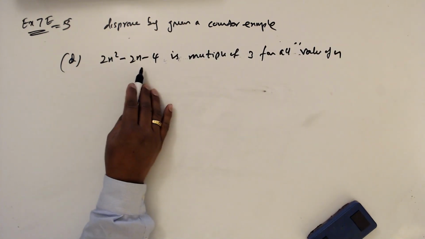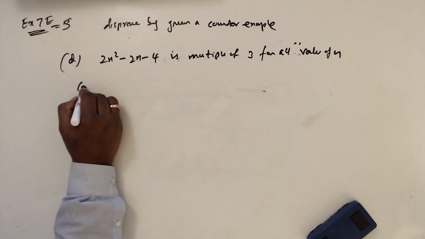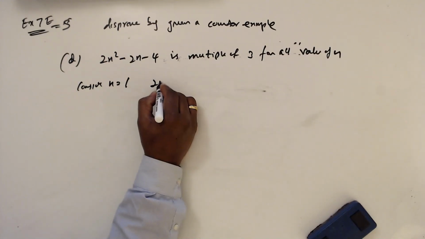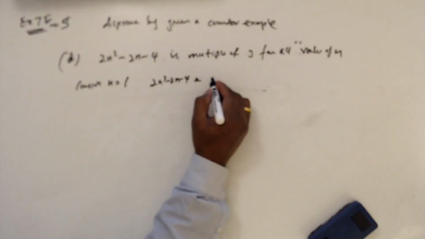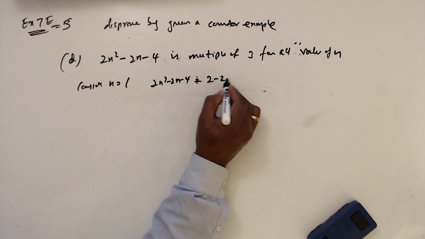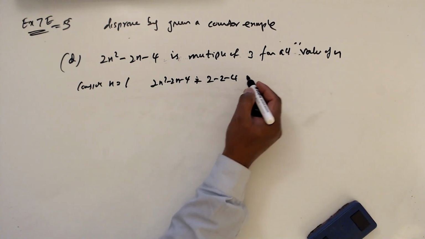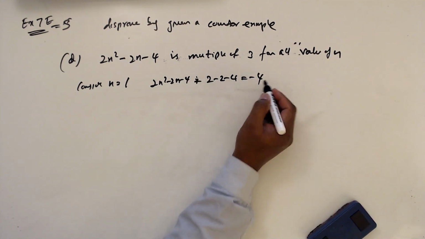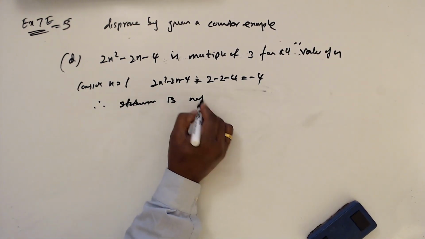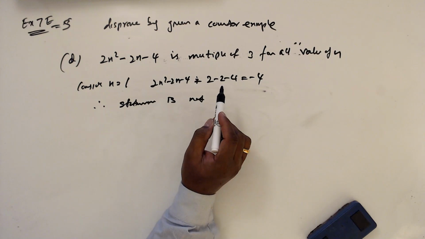D. 2n square minus 2n minus 4 is a multiple of 3 for all values of n. Consider n equal 1. Then 2n square minus 2n minus 4 is going to be 2 minus 2 minus 4, which is minus 4. Hence, the statement is not true.